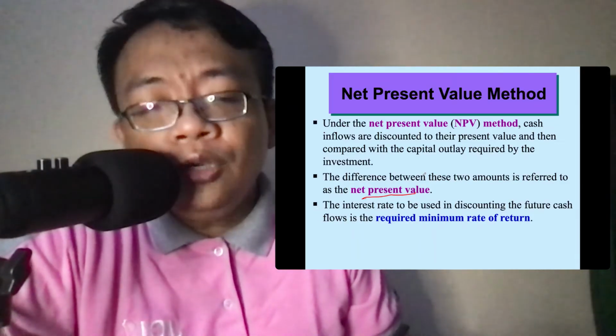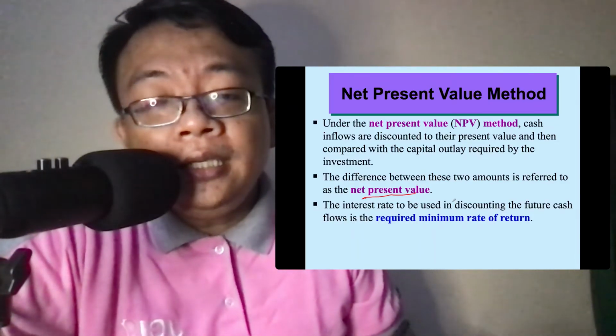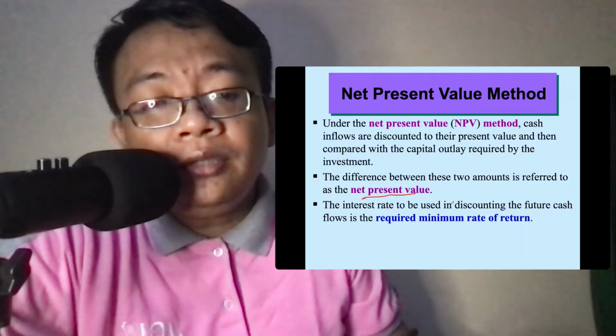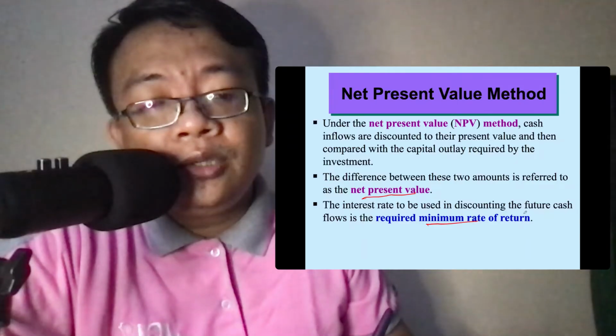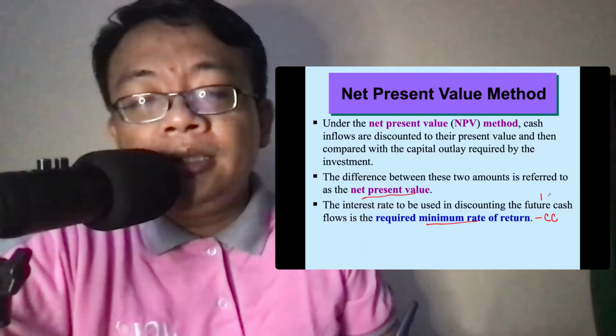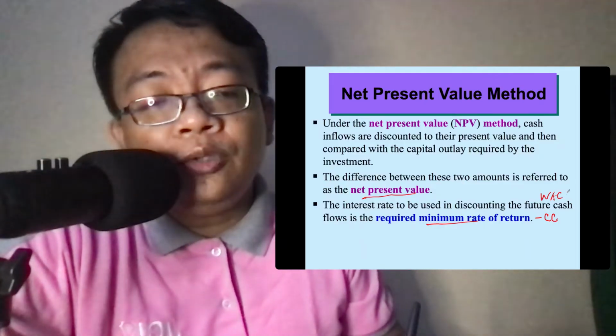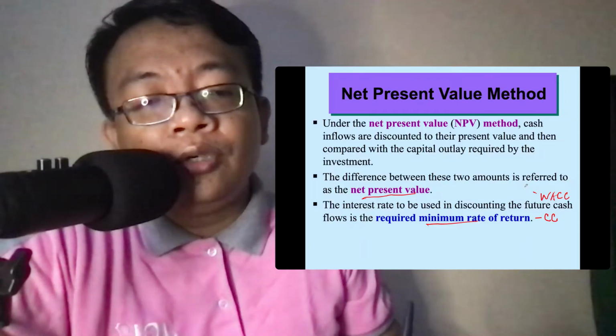Also, the interest rate to be used in discounting the future cash flows is known as the required minimum rate of return, or it is also known as the cost of capital, or WACC. What do you mean by WACC, or the cost of capital?